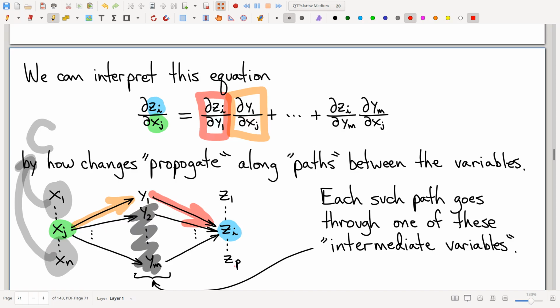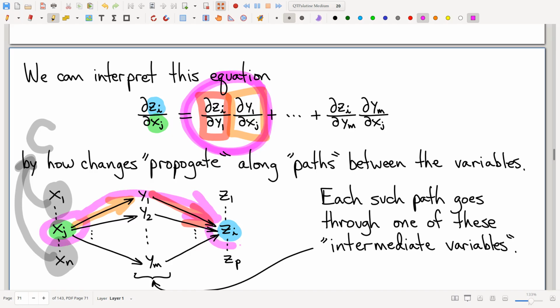So here's the way I'd like to think about this then. I'd like to propose that this term is the result of keeping track of how xj changes propagate along this path to contribute to changes in zi. Right, so every term arguably comes from a path. And you can play this game all the way down the line, looking at all the different variables.